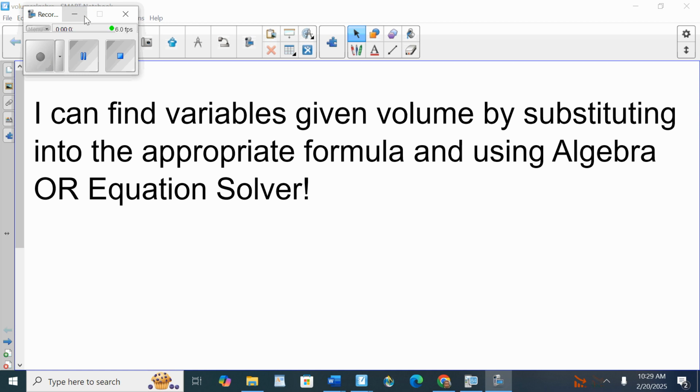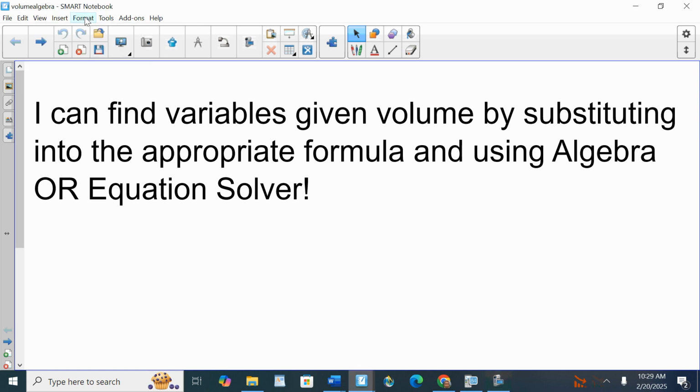Hello everybody. Today I can find variables given volume by substituting into the appropriate formula and using algebra or the equation solver. Listen, I say it all the time, whether you're the weakest algebra student or you're high honors, I want you using the equation solver at the very least to check. You don't do a lot of algebra in this course. Algebra can be tricky. Keep it simple, get the answer correct.